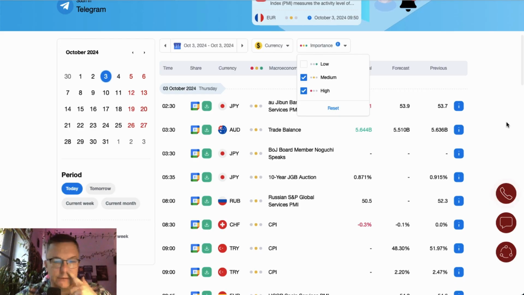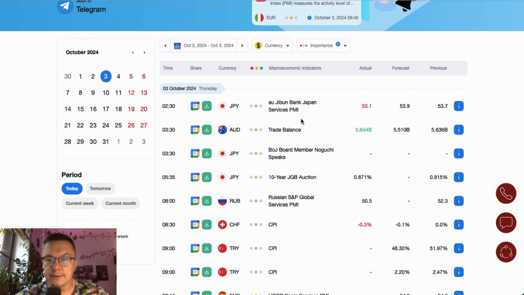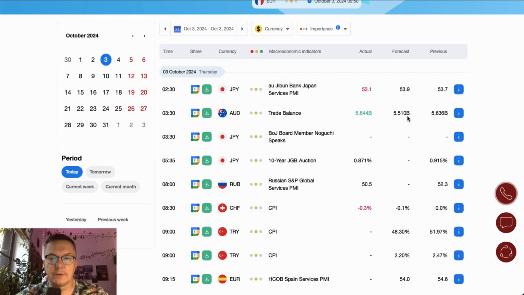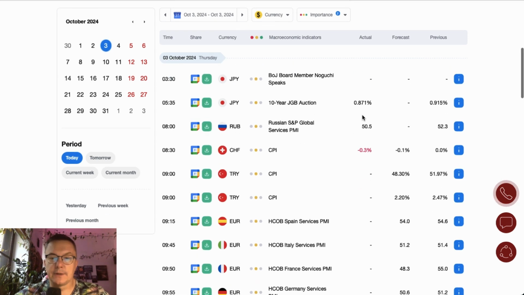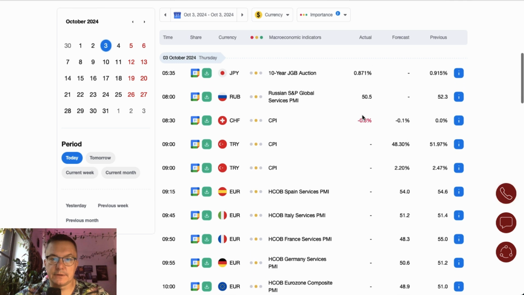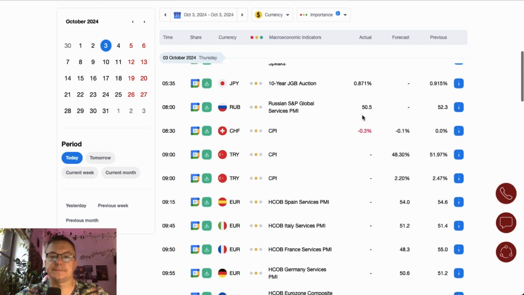Asian session was quite interesting. We got data from Japan: services PMI decreased from 53.7 points to 53.1 points, which is of course completely different than the forecast of 53.9, so complete disappointment. Trade balance in Australia increases to 5.65 billion dollars. We got some speeches from the Bank of Japan members.